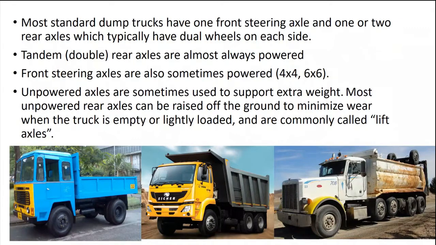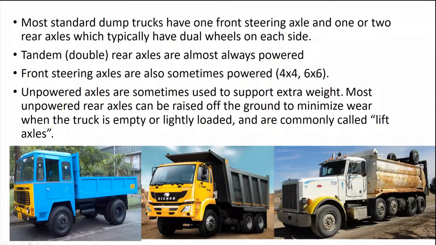So the rear wheel is unpowered in the case of our Maruti car. But here tandem rear axles are almost always powered. That means power from the engine will go to both the axles. It may not go to the front, but it will definitely go to both the axles on the back. Front steering axles are also sometimes powered.